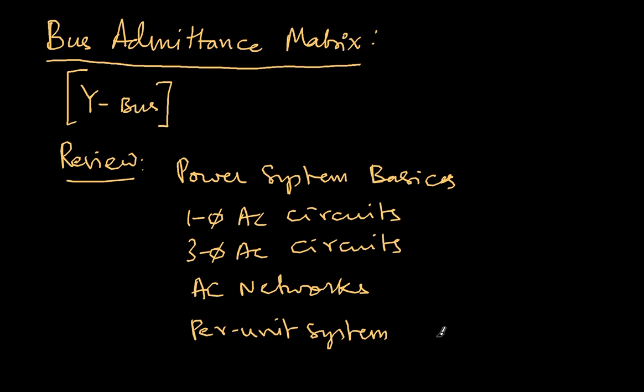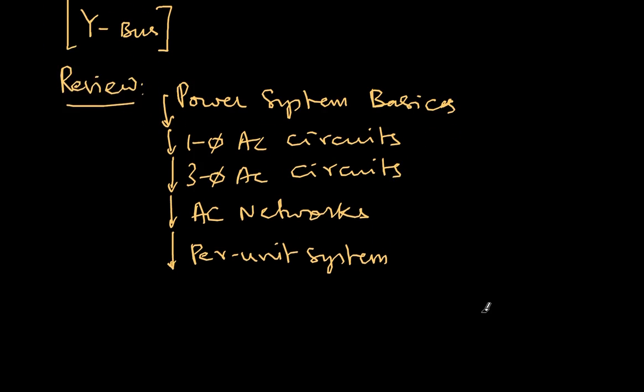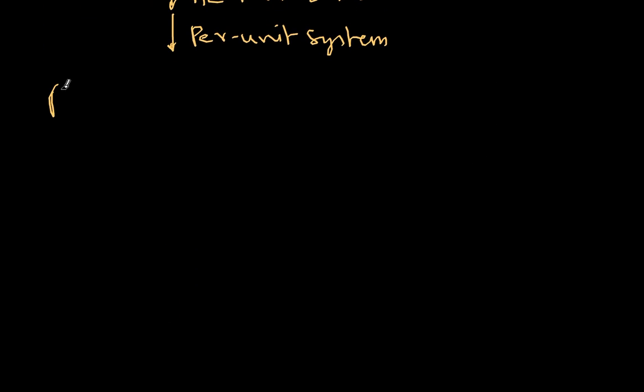This is the per unit system of representation of a power system network, where the transformers are considered, and using per unit you can eliminate the transformers and make it a common voltage. So these are all stepping stones, and if you have not done this before, please go back into this playlist and make sure that you learn all these topics before you come to this topic of bus admittance matrix.